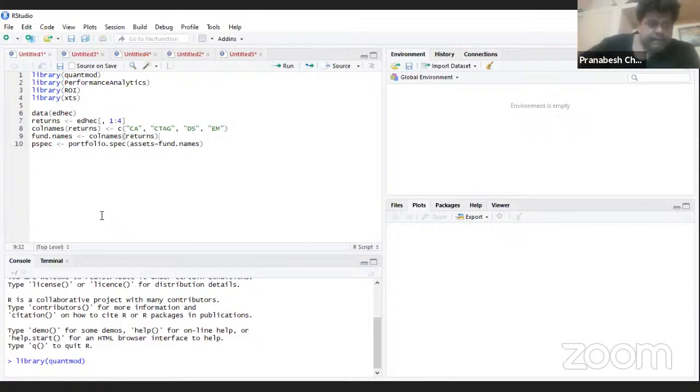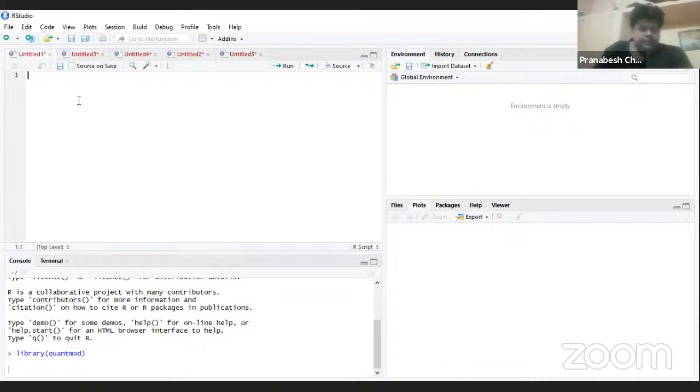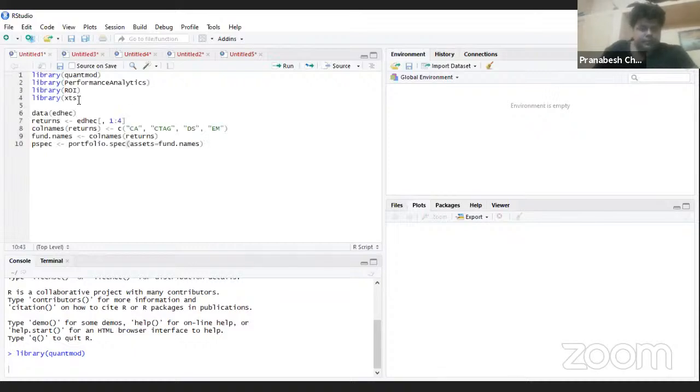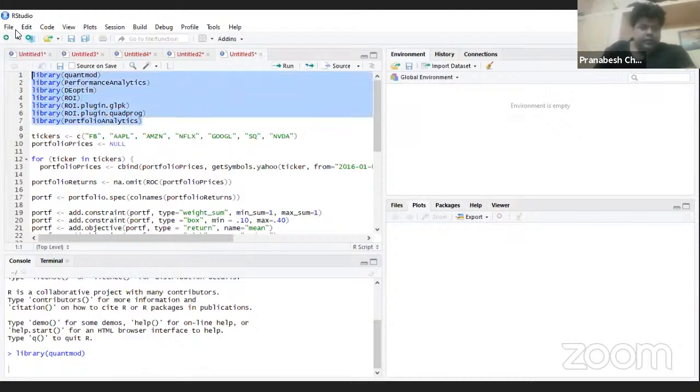Let it run, I think. It's connected. Off. Is it? It's loaded.